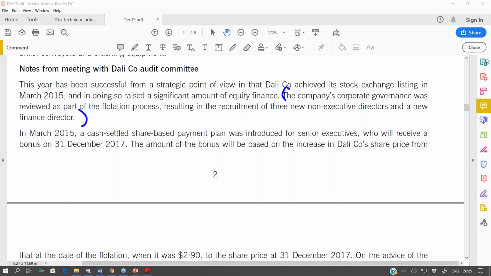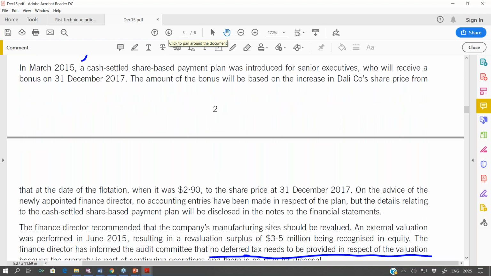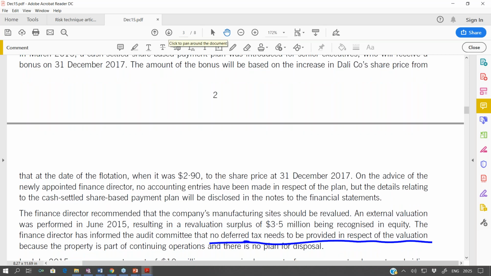Okay, let's go back. So does everyone agree that the new non-executive directors and the new finance director is another 2 marks situation, right? Okay, then you go down. The company has introduced a cash settled share-based payment plan, and look at the last paragraph. The finance director says no accounting entries have been made. So is this a problem? It is a cash settled share-based payment plan, right? So we should have debited expense and we should have credited liability. So liability is understated, expense is understated. So are we getting another 2 marks here?